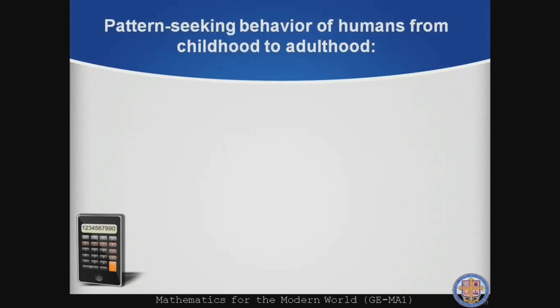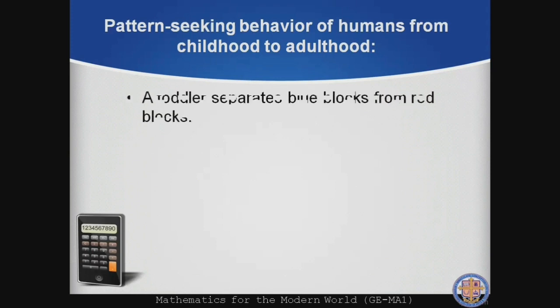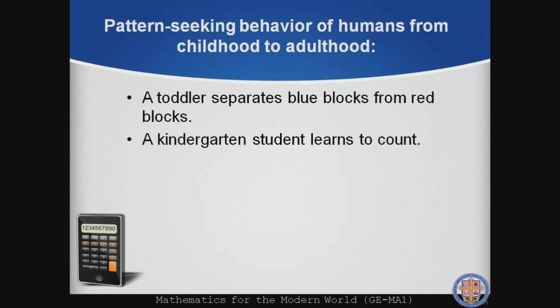And then we have here pattern-seeking behavior of humans from childhood to adulthood. So how a person develops pattern from their younger years to adulthood. Example, a toddler. We know a toddler, baby, 1 to 3 years old, can separate blue blocks from red blocks. So now they can distinguish colors. A kindergarten student learns to count. So counting numbers, 1 to 100 or more than 100, they can count it already.